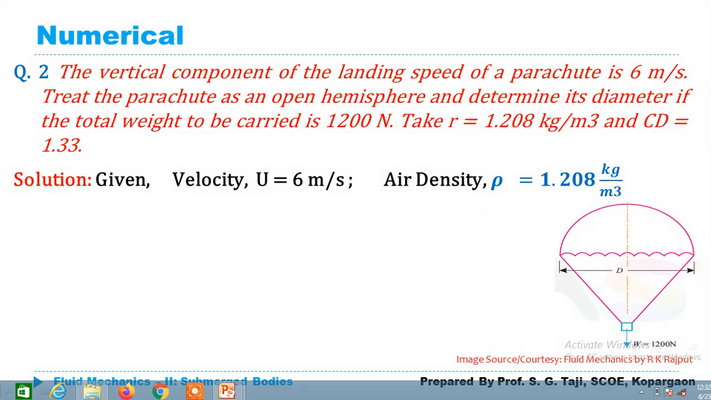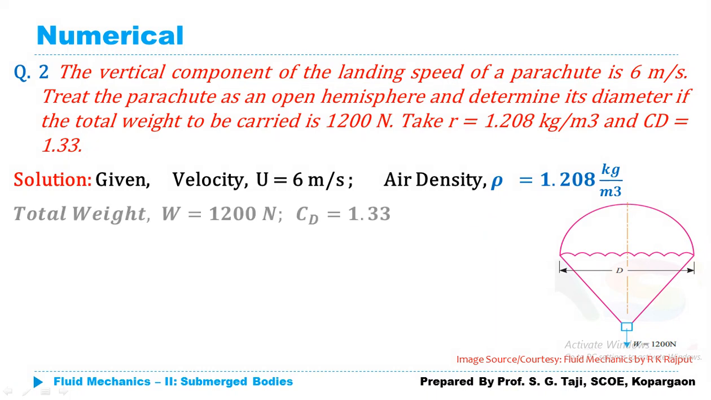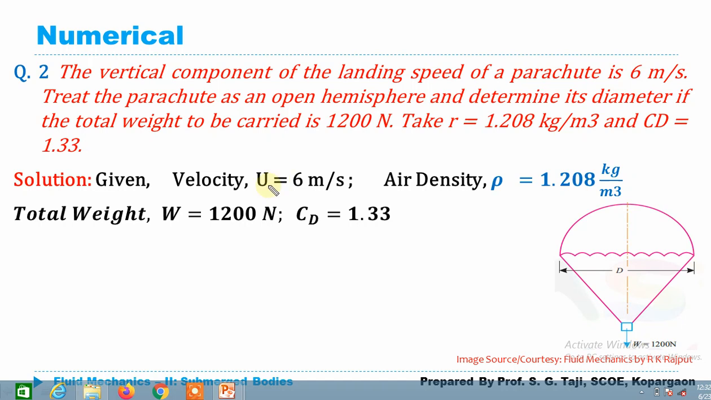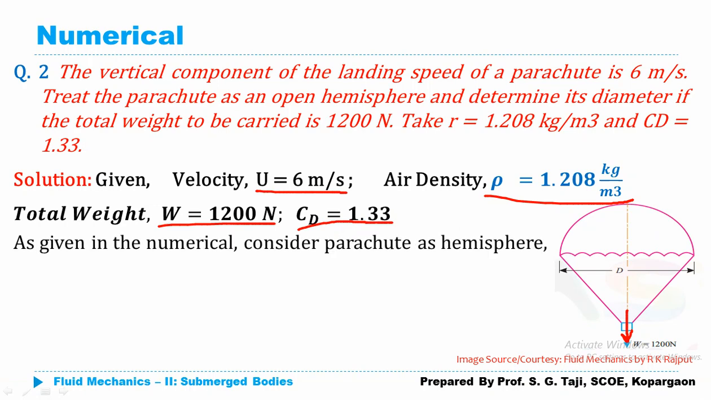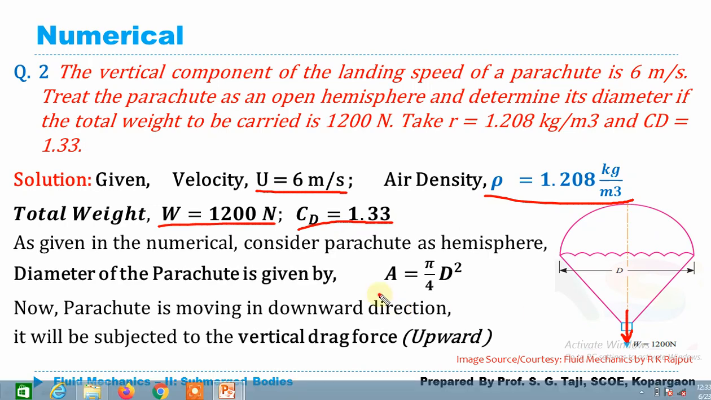So let's start. Before solving the numerical, we will write down all the given data. They have given the velocity as 6 meter per second, downward. They have also given the air density as 1.208 kg per meter cube. They have also given the weight carried by the parachute, which acts in the downward direction, and CD is given as 1.33. As I am treating the parachute as a hemisphere, the area will be given by pi by 4 d square.